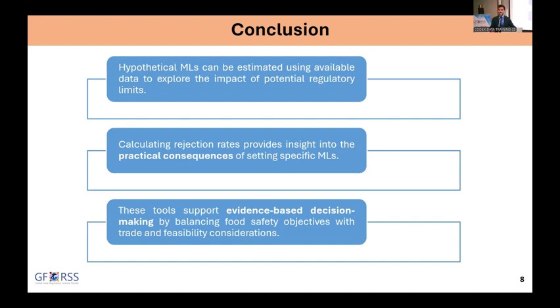So we spoke here about trade and feasibility, and here I invite Dr. Karima to speak to us about the safety objectives when setting those MLs. Thank you, everyone.